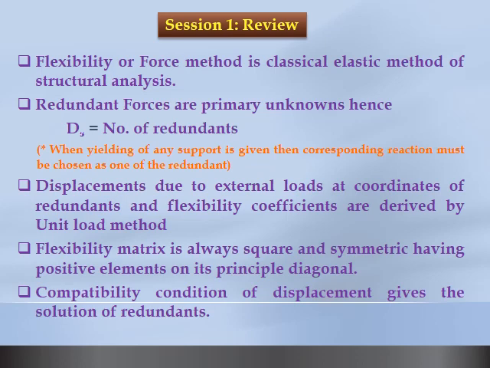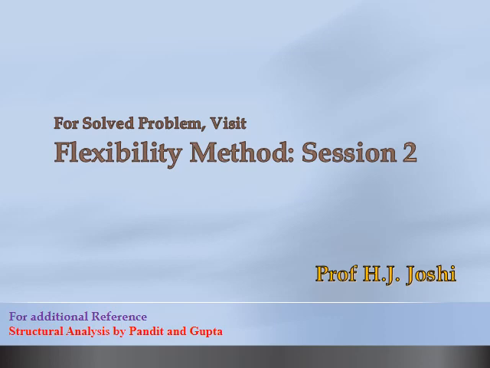displacement due to external loads at the coordinates of redundants and flexibility coefficients are derived by the unit load method. One example was also seen of how to employ the unit load method. The fourth point is that the flexibility matrix is always square, symmetric, having positive elements on its principal diagonal. And the fifth point is that to obtain the solution for unknowns, we have to employ the compatibility condition of displacements. These are the review points of our session number 1.